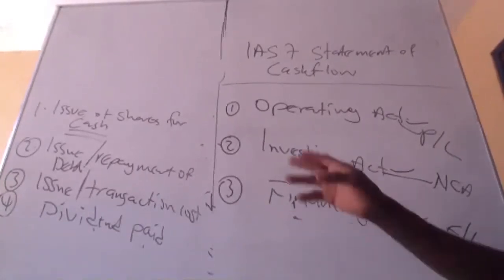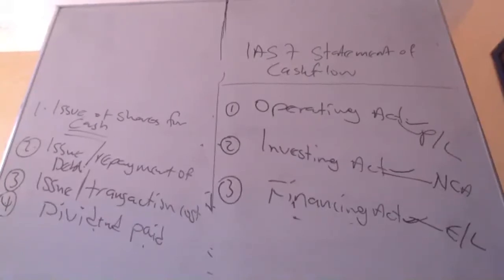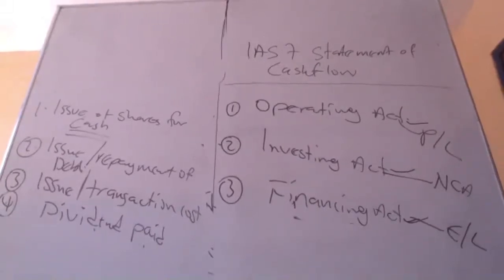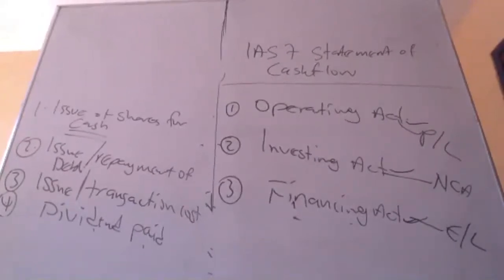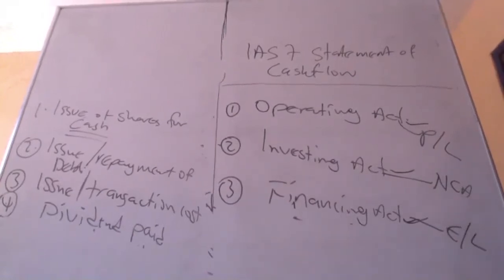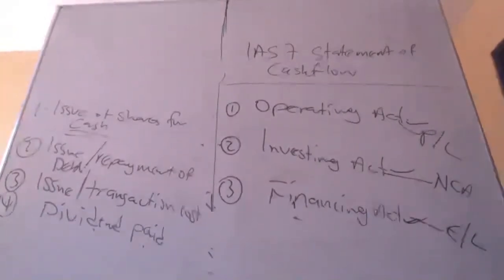So you check. For instance, issue of shares for cash. Is money coming in or money going out? It seems like money is coming in, because when you issue the share, cash should be received. Good. So money is coming in, and as soon as money is coming in, it is an inflow. So inflow, you add. And then outflow, you subtract or put it in brackets. Good, so that is it.